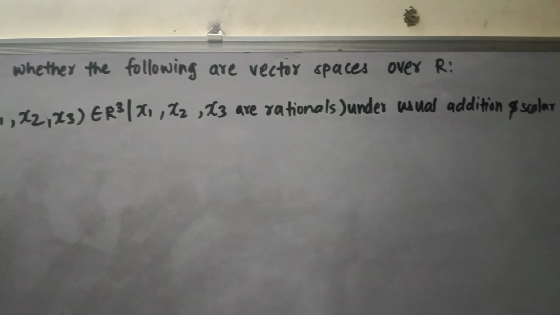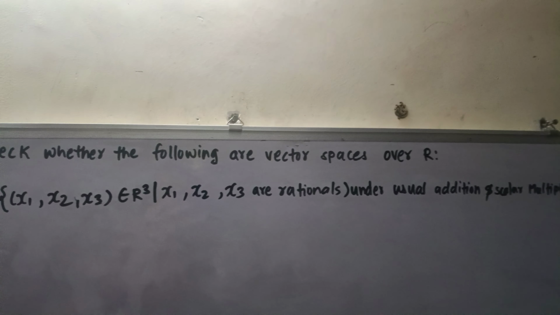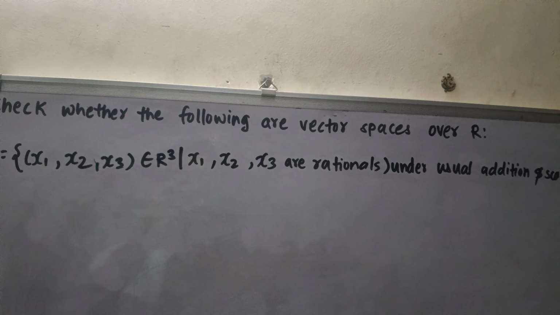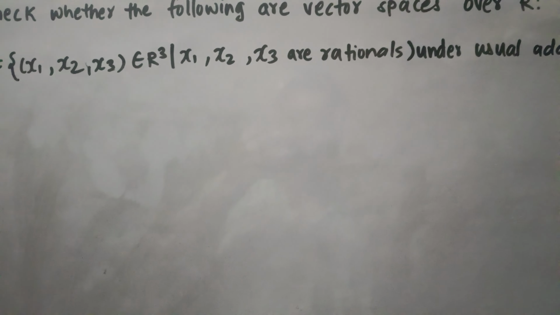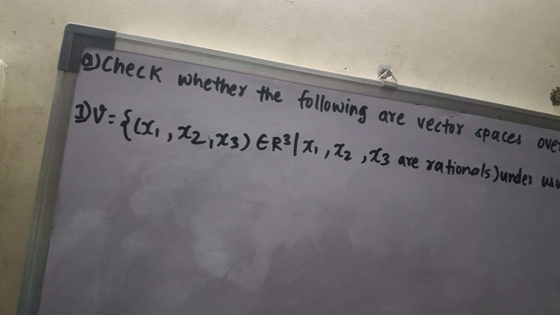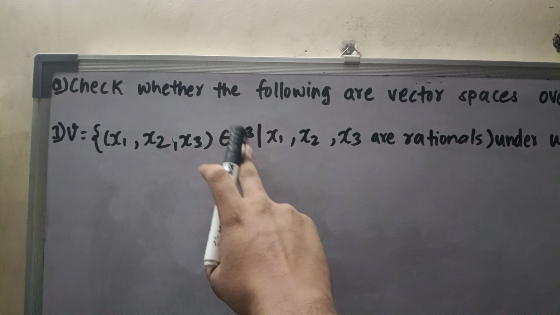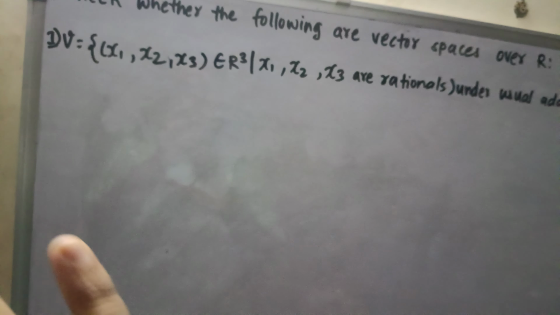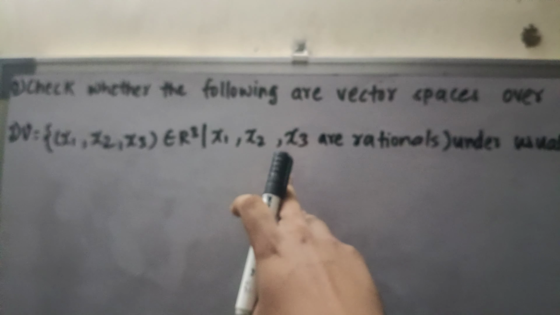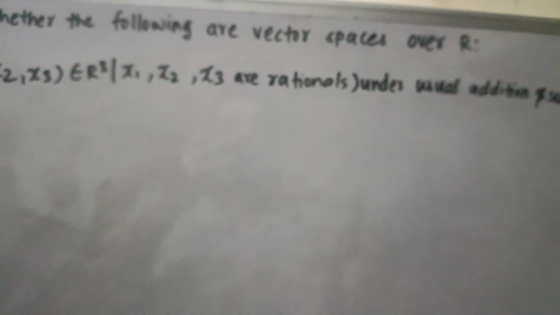Today we will be solving some more questions of vector space wherein we will be checking whether the given conditions are vector spaces or not. For the first question we have a set which has the elements x1, x2 and x3 belonging to R cube, which means it's a three-dimensional condition. And the second condition is x1, x2 and x3 are rationals under usual addition and scalar multiplication.